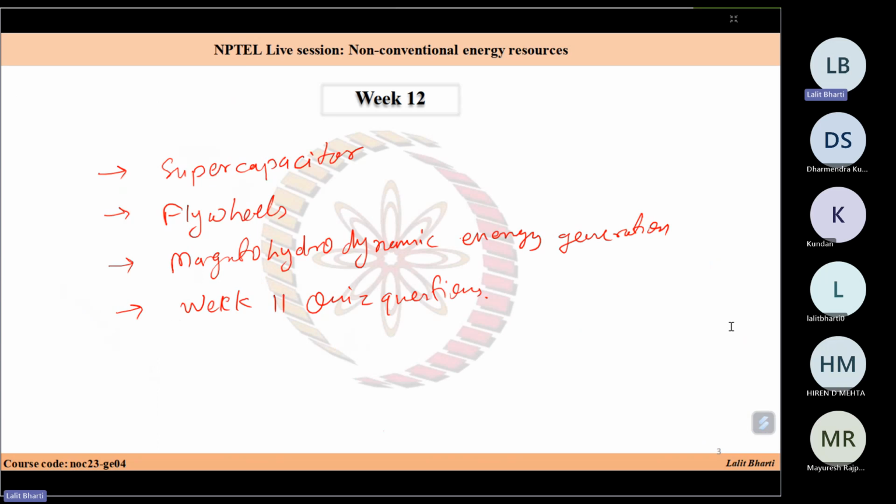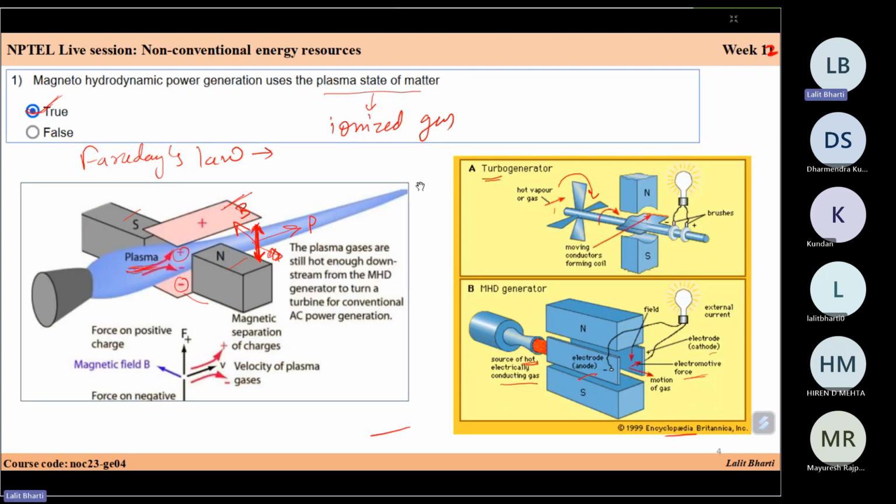So this is the last chapter of the course, and we will be covering questions based on supercapacitors, flywheels, and magnetohydrodynamics energy generation. Supercapacitors are electrical energy storage, flywheels are mechanical energy storage, and magnetohydrodynamics is from energy generation. Then at the end, we will discuss a few questions from week 11. So let us start with the first question.